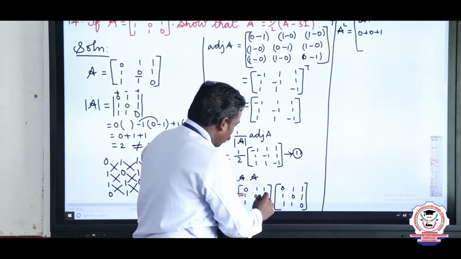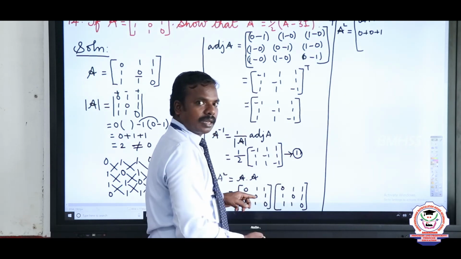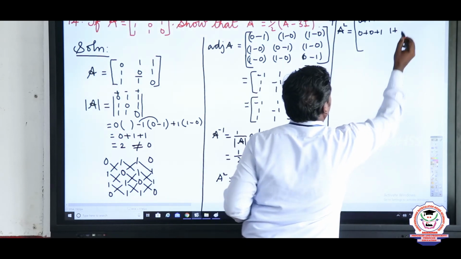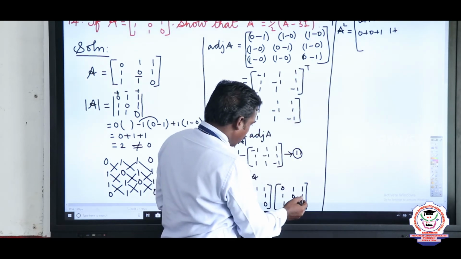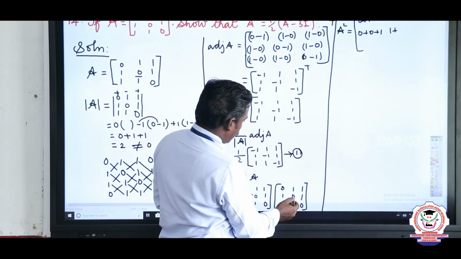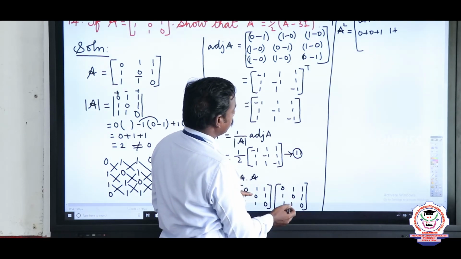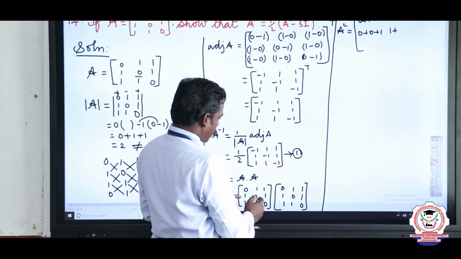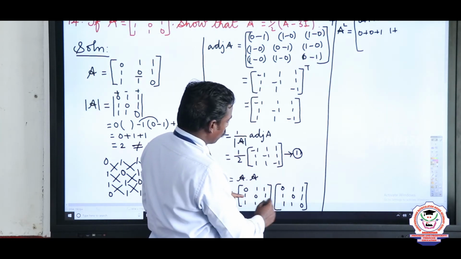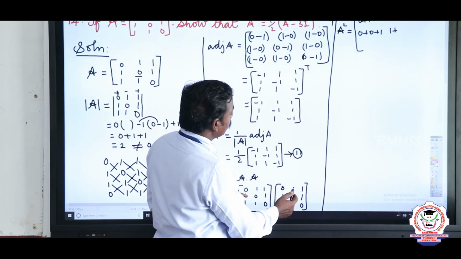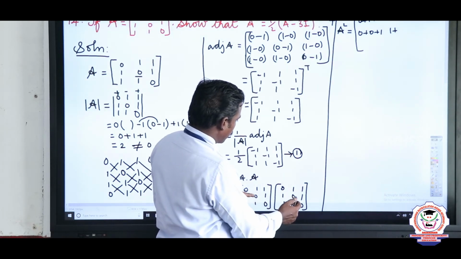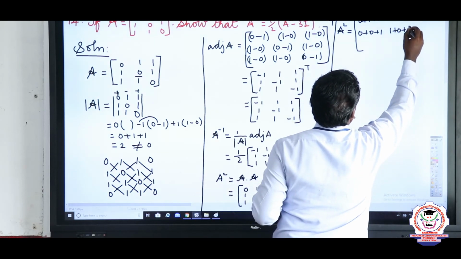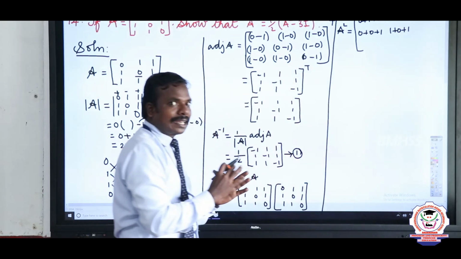So second row operated on second column of the second matrix. So 1 into 1 is 1 plus, again 0 into 1 is 0, 1 into 0 is 0. Listen to this. So second row, second column, 1 into 1 is 1, 0 into 0 is 0, 1 into 1 is 1. So 0 plus 1 into 1 is 1. So second row, second column over.